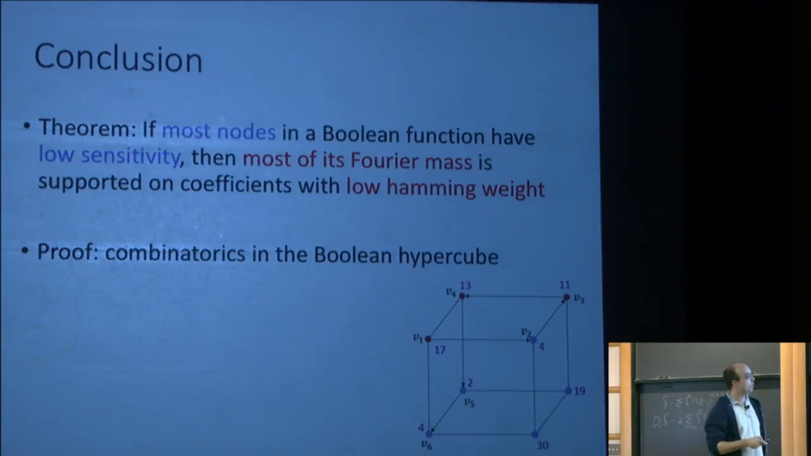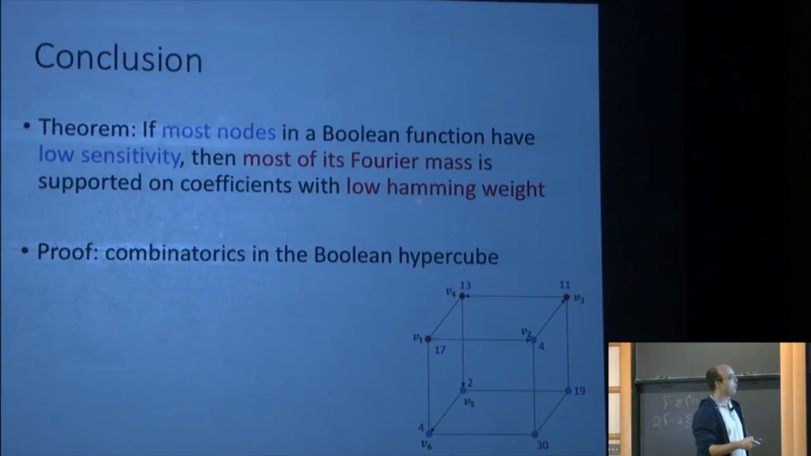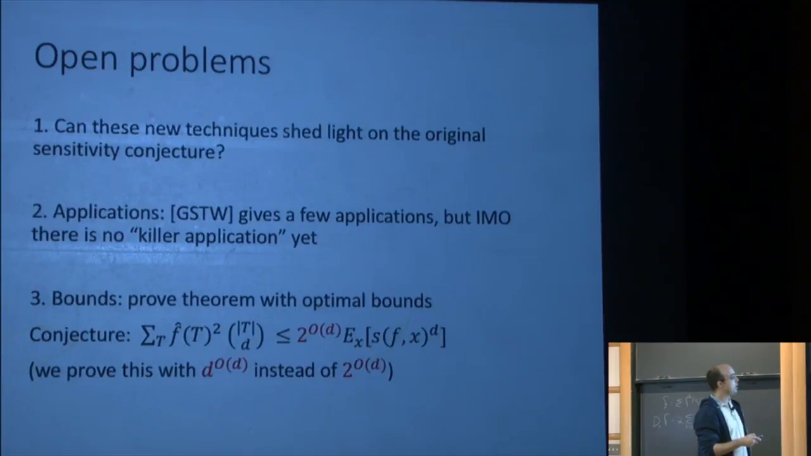Okay, so just a conclusion before I move to the more technical proofs. What's the high-level message here? If most nodes in a Boolean function have low sensitivity, then most of its Fourier mass is supported on coefficients with low Hamming weight. Let me also give you some questions before I discuss the proofs. Can we use these analytical techniques to do something for the original sensitivity conjecture?